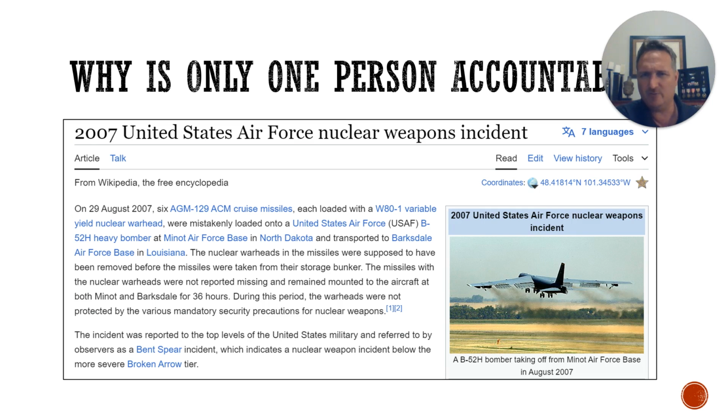Well, a few years back, there was an incident where 6 nuclear weapons were removed from a bunker, loaded onto an airplane, flown from North Dakota to Louisiana, and left unattended for a number of hours before anybody at either base realized that they were missing from the bunker. Now, there were obviously a few breakdowns here, but one of the findings from the report is that the nuclear handlers had such a culture of safety where every person was accountable that it actually led to a false sense of security among the individuals.